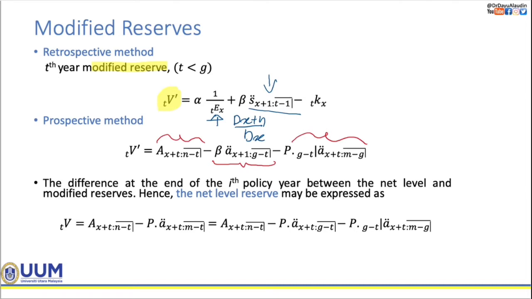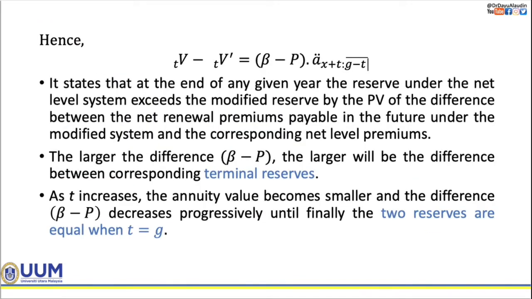The difference at the end of the t-th policy year between the net level reserve and the modified reserve. Hence, the level reserve may be expressed as this equation. And we simplify and we get this one. So this is the net level reserve, and V with the prime is the modified reserve.